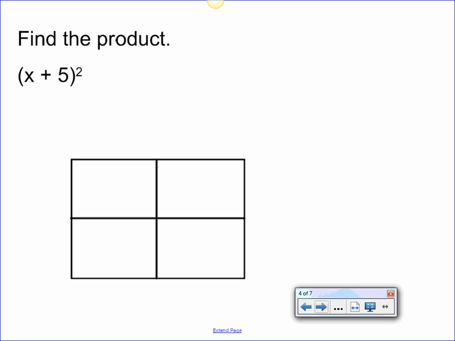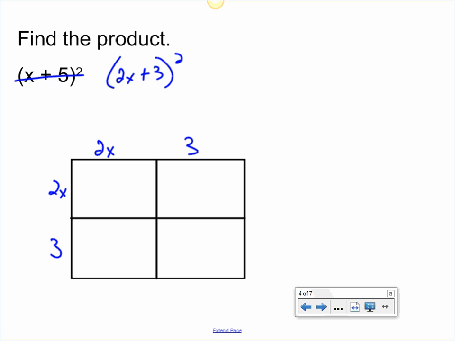Okay. So if I wanted to do this one, I'm going to change it just a little bit. Let's try and do a 2x plus 3 squared. Okay, so this would be a 2x and a 3, 2x and a 3, so this would be a 4x squared. This would be a 6x, this would be a 6x, this would be a 9. So altogether, I've got a 4x squared plus 12x plus 9.